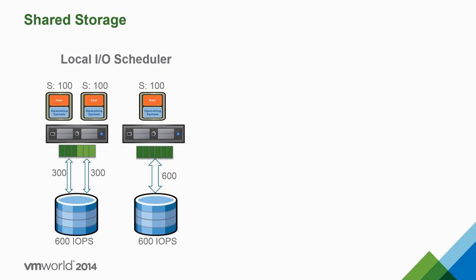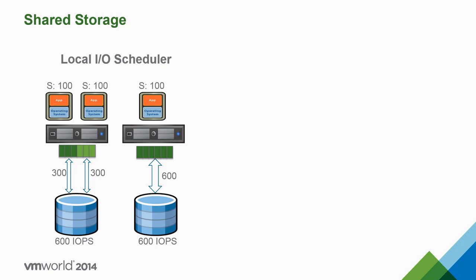But for the sake of discussion, let's just say the host on the left has 2 VMs and the host on the right has 1 VM. Note that everyone has the exact same share, except just by virtue of running 2 VMs on the host on the left, the performance that they get is half the performance that they get on the other host.